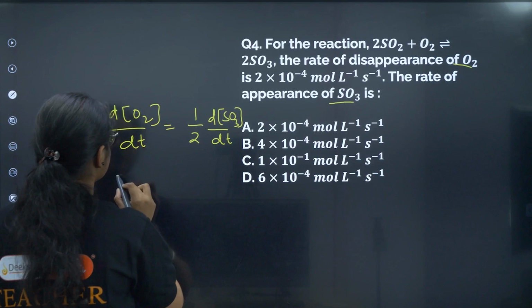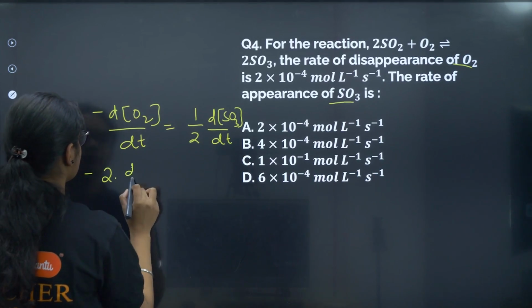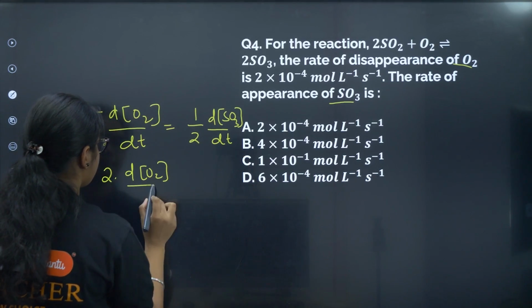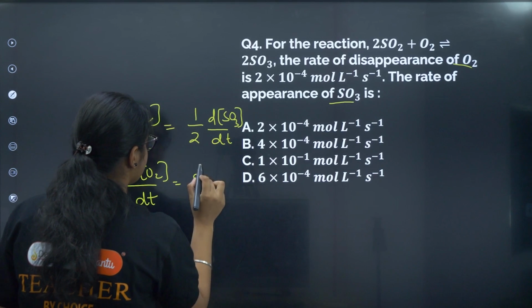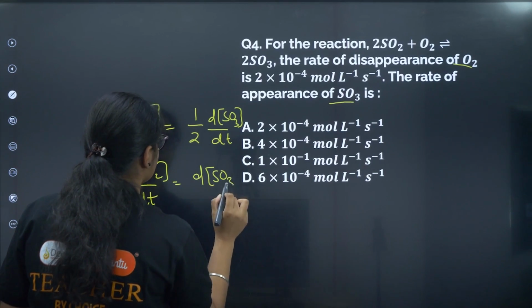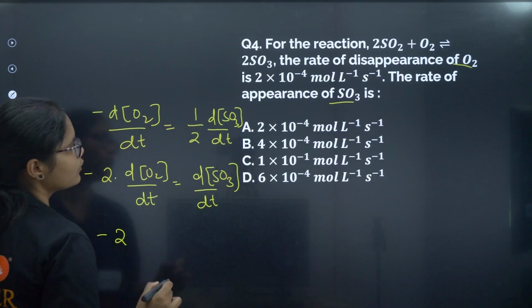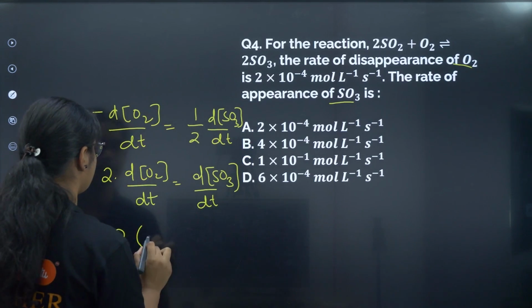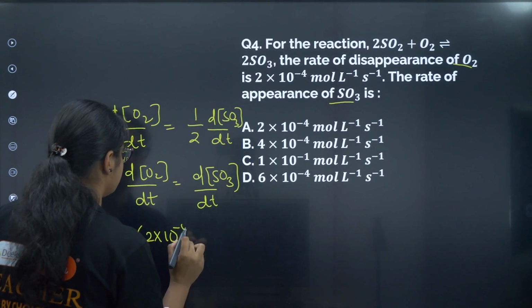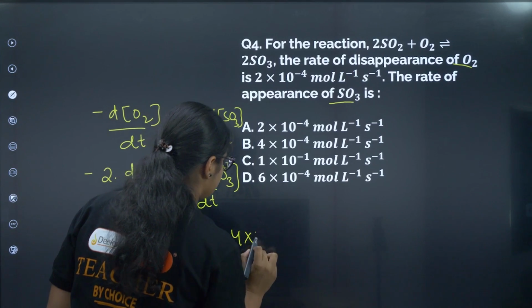So we need to calculate this one. I can write minus 2 dO2 by dt is equal to dSO3 by dt. Okay, so minus 2, what is dO2 by dt? That is 2 into 10 to the power of minus 4. So I will get 4 into 10 to the power of minus 4.